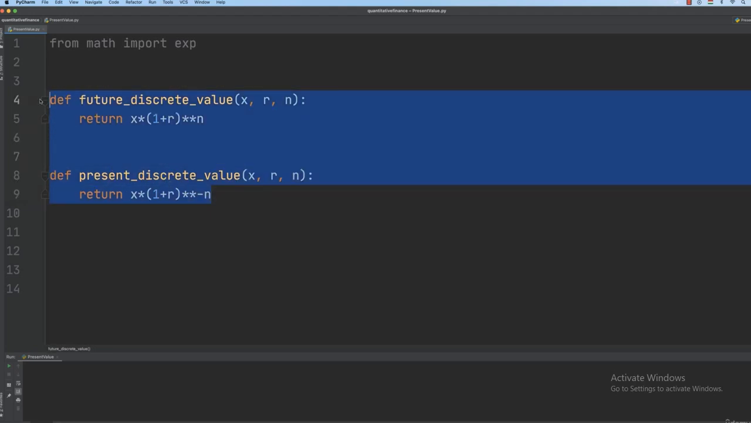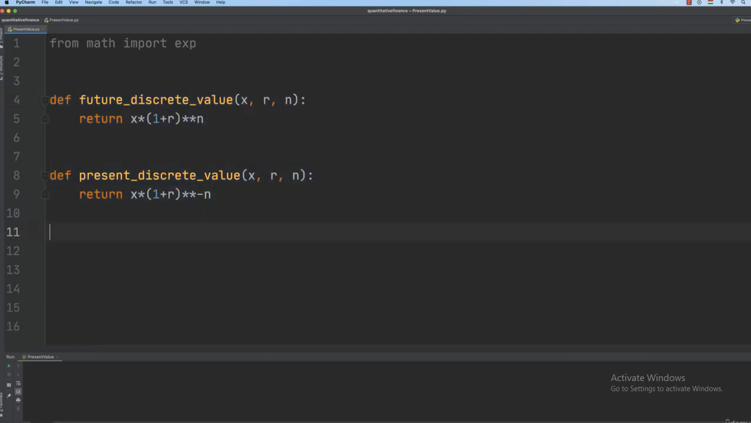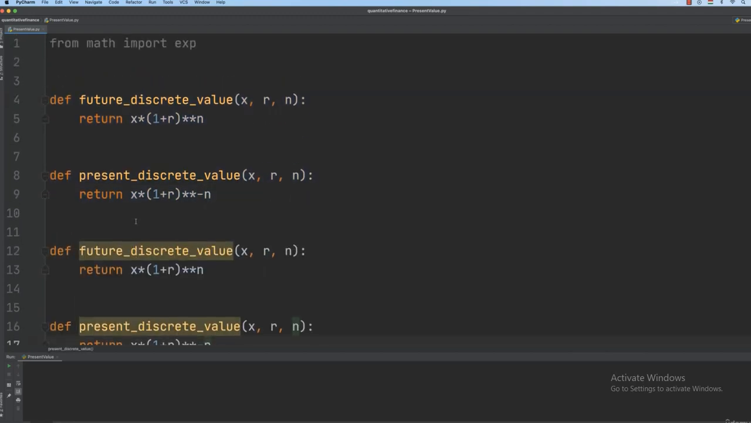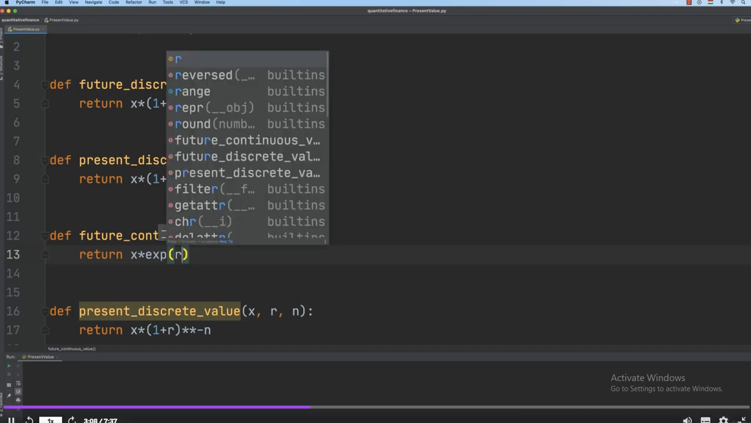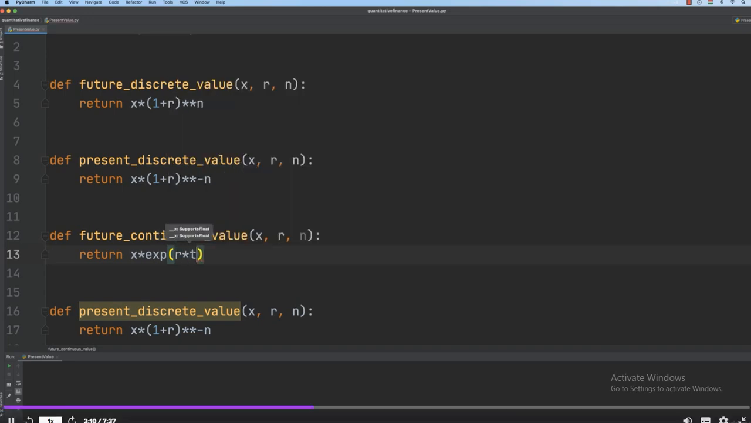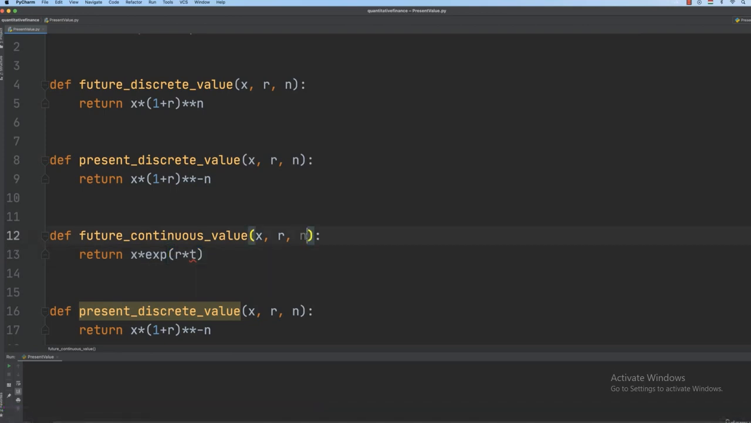So this is the discrete model, but of course we can use the continuous model. I am going to copy and paste it because it is going to be very similar. So we have the future continuous value, and in this case we have to use the exponential function as far as the interest rate and the given time are concerned. In this case, we are not dealing with time steps, but we are dealing with time itself.